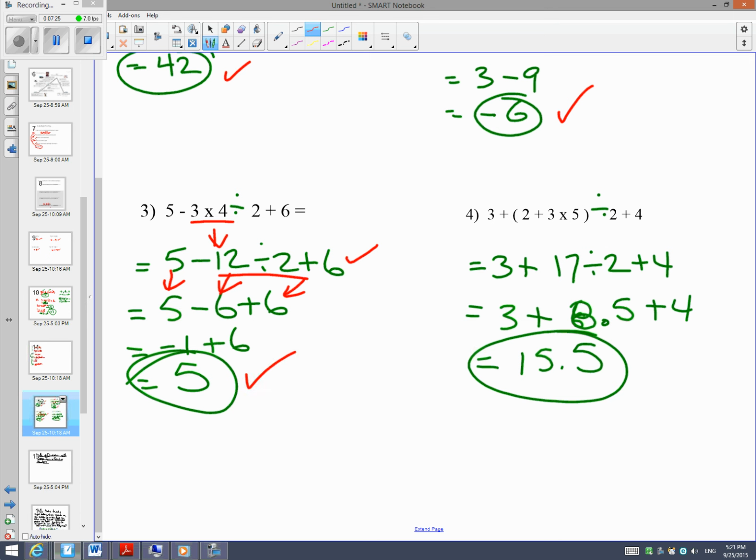And in our last question, we have to do the brackets first. 2 plus 3 times 5 gives us 17. Puts that line here. We're going to divide 17 by 2, which gives us 8.5. And that might have made you a little bit nervous, but in grade 8 we can have decimals and not be nervous about it. And when you add that all the way across, you get 15.5.